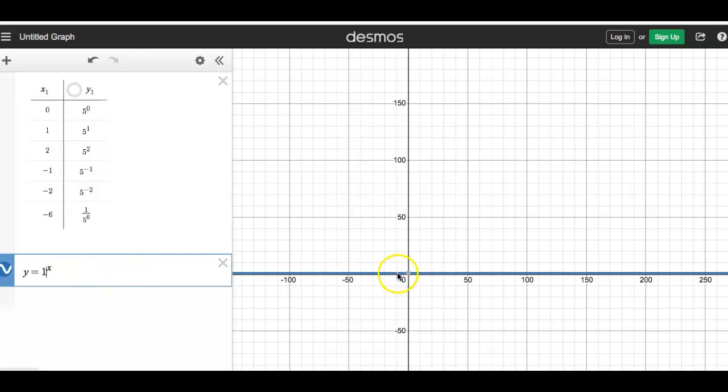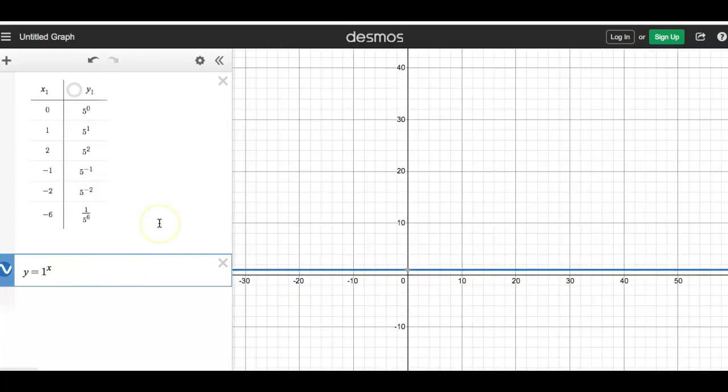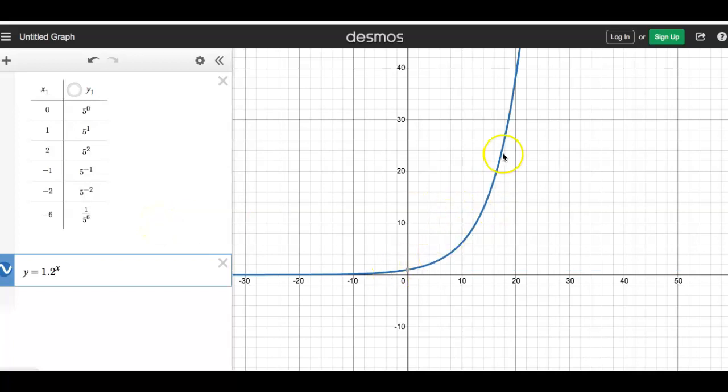1 to the x power is just going to be 1. So 1.2 to the x power is going to be a little steeper. So the bigger this number is, if I do 7, it's going to get steep fast. So the bigger that number is, the sooner it gets steep.